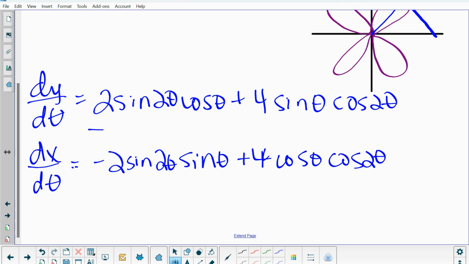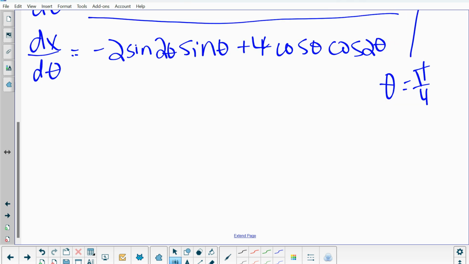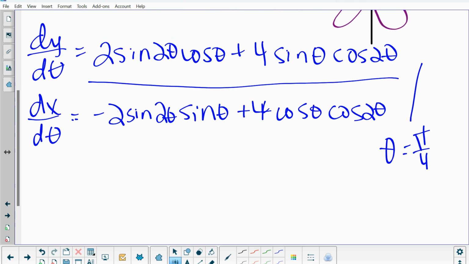Okay, and we're thinking of this as a slope, so we want to think of dy d theta over dx d theta. Just like when we did the parametric equations, this is parametric equations, so we're thinking of dy d theta over dx d theta gives dy dx. It just happens to be in terms of theta, but this is dy dx. And now we're going to evaluate this at pi fourths. Okay, so let's see what we get here.